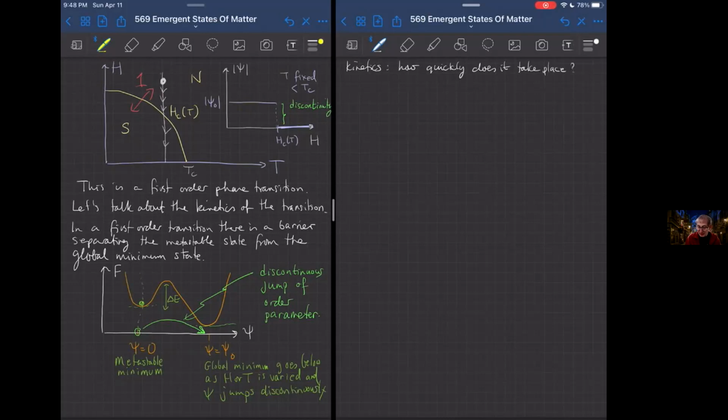And actually a subsidiary question, which is not really disconnected from it, is not just how quickly does it take place, but how spatially does it take place? So the basic idea then is that you have to create a nucleation droplet in the background of the metastable state. So let's draw a picture of that. So here's our physical system.